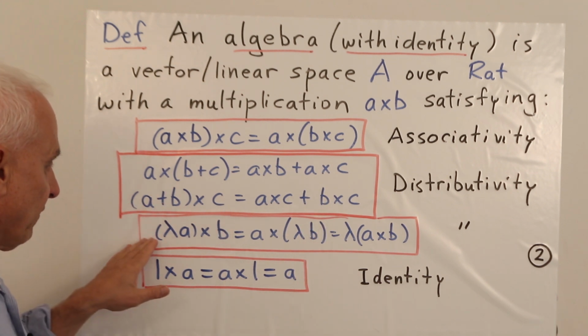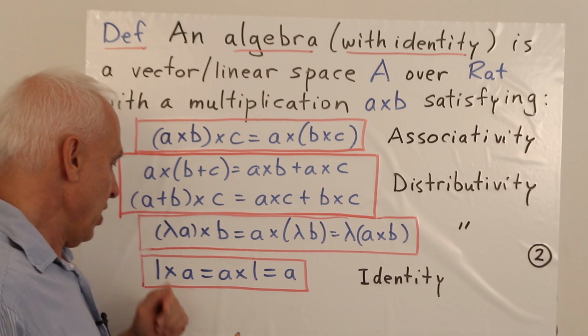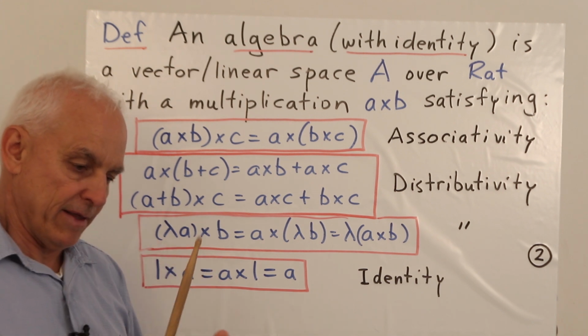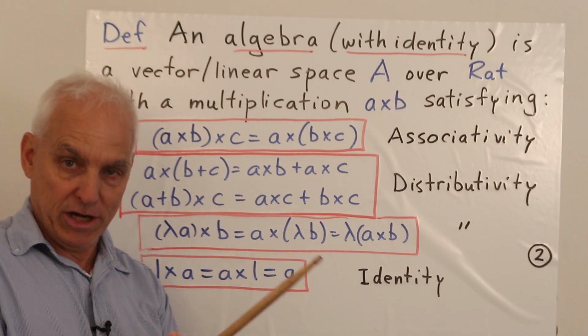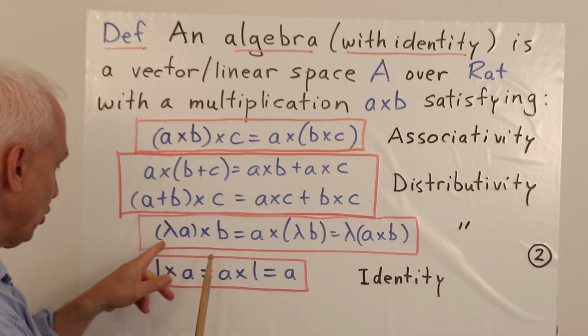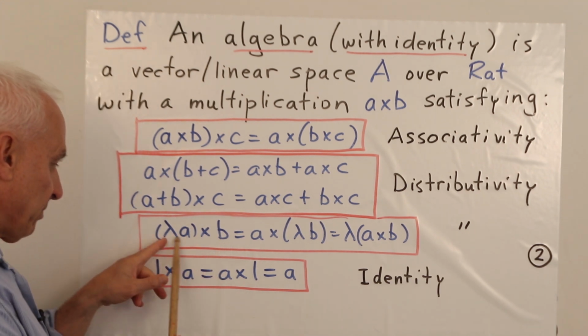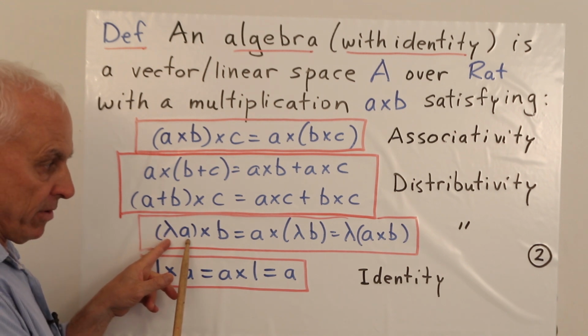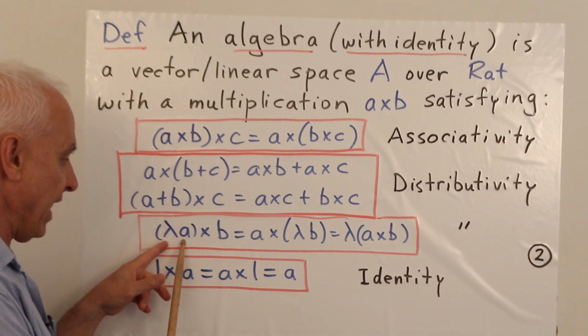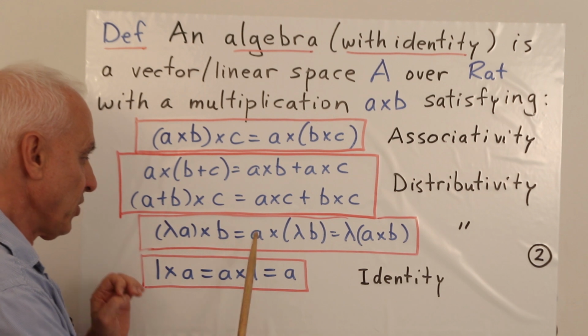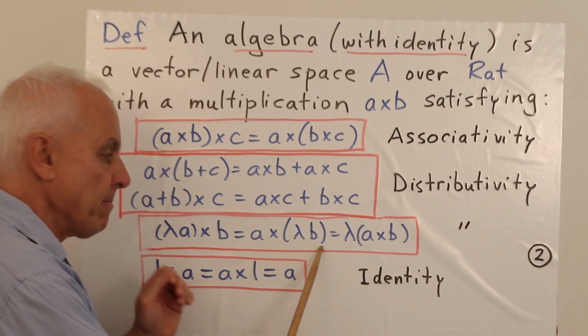And there's another kind of distributive law that concerns the operation of scalar multiplication in our vector space. So if we have 2 elements A and B, we multiply A by, say, a number lambda. So lambda A times B. Well, that's the same as what you get when you multiply A by lambda B.